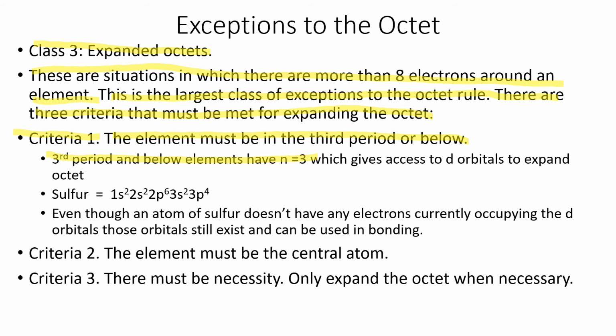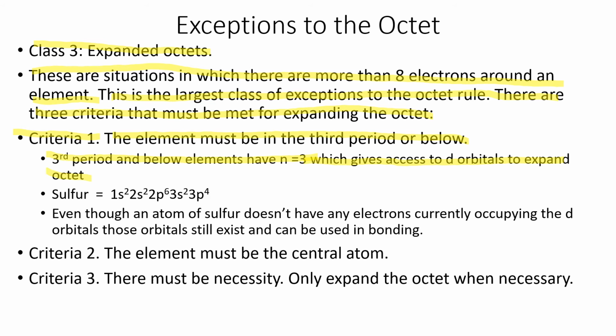To get n equal to 3, what that does is that gives you d orbitals to expand the octet. Because remember, if n equals 3, what can your values of L be? L could be 0, 1, or 2. L equals 0 is an s orbital. L equals 1 is a p orbital. If you think about the octet rule, you get 2 electrons from the s orbital, and 6 total electrons can fit in a set of p's. That gives you your 8. That's kind of where the octet rule comes from.